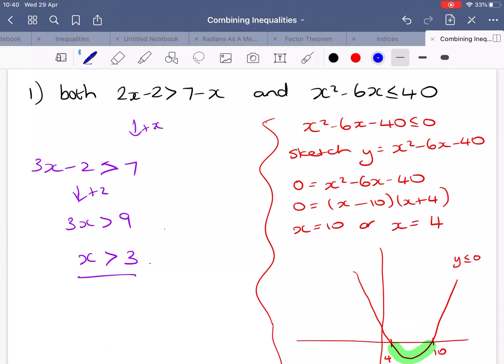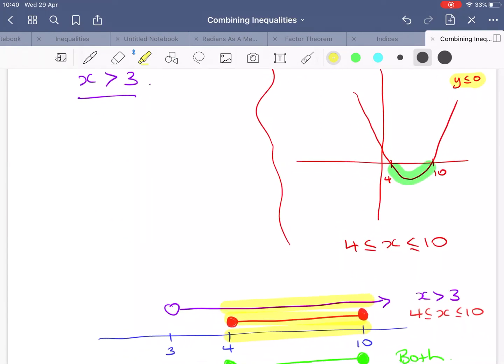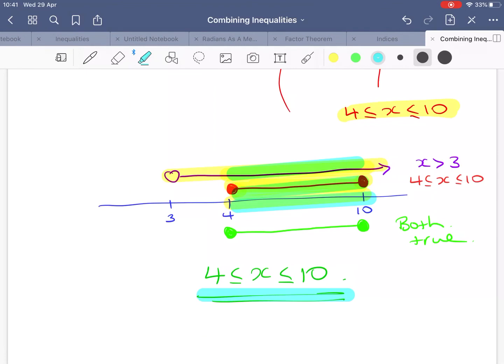In this situation, we wanted our quadratic to be less than or equal to 0, so we wanted our y to be less than or equal to 0, so we were underneath the curve. So the two inequalities that we ended up with was x is greater than 3, so I ended up with this region here, x is from 3 to the right, or x is between 4 and 10, so we had between 4 and 10, and the region where they're both true actually is only when x is between 4 and 10. So the answer to the quadratic inequality actually is the same as the answer to the whole thing when they're both true.